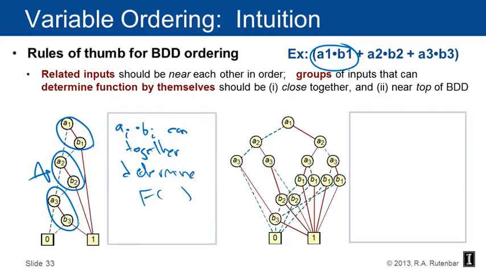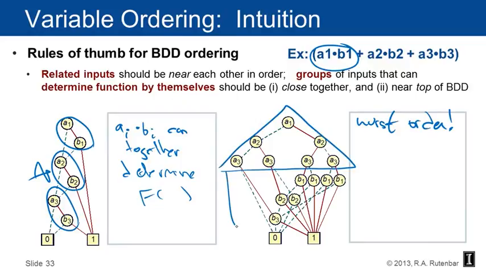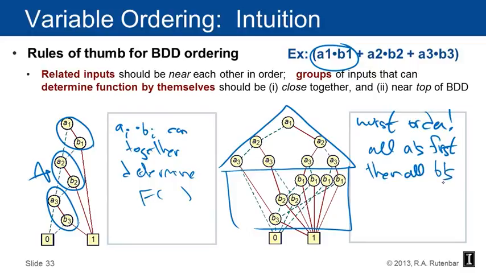Look at the one on the right-hand side. This is basically the worst order you can do. This is just terrible. And if you sort of stare at this for a while, you get this interesting little house picture here. This one has all the A's first, and then all the B's.